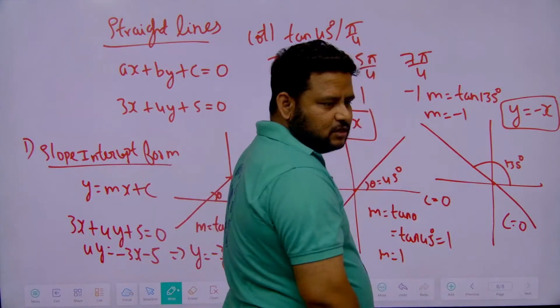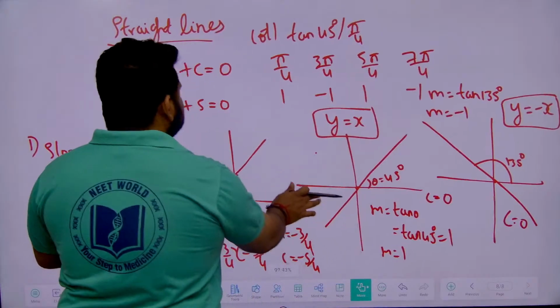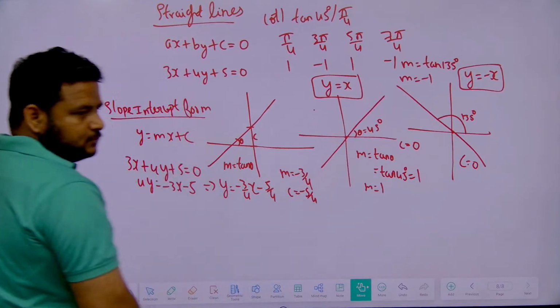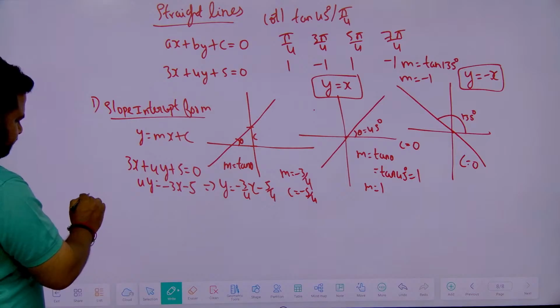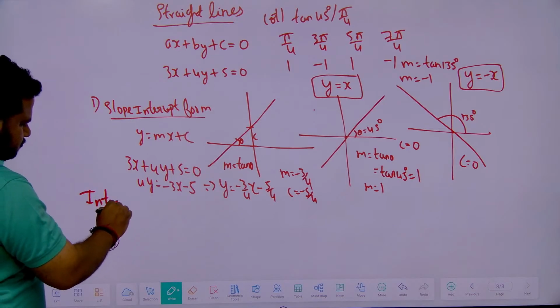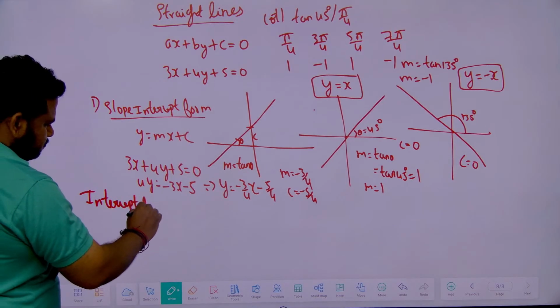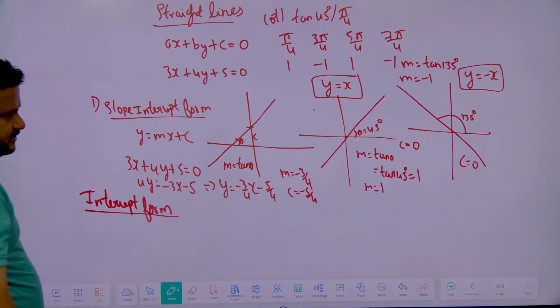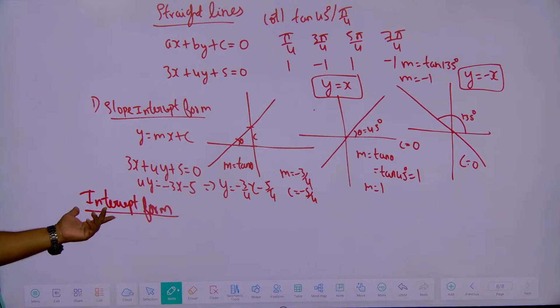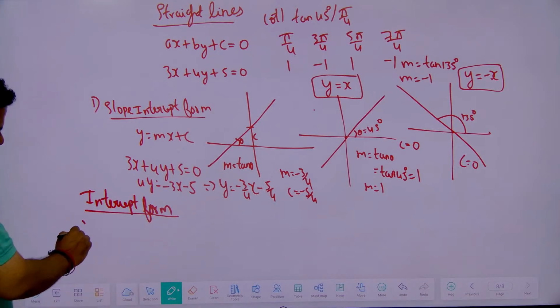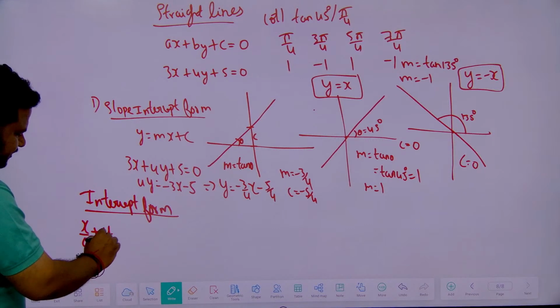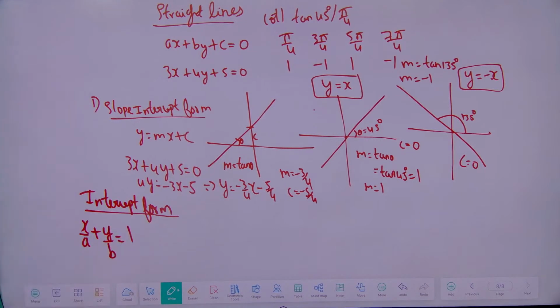Next what we have is called intercept form. Okay, so see here, intercept form is nothing but what? X by a plus y by b is equal to 1. We have to get it. X by a plus y by b is equal to 1, this is called intercept form.